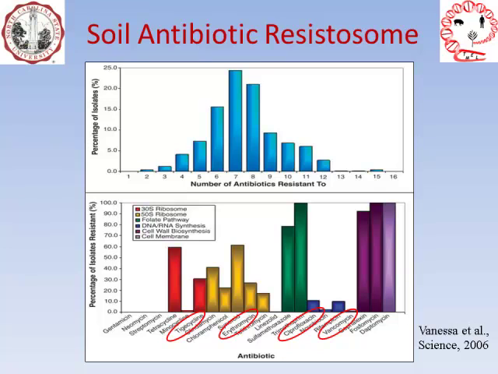So the majority of them are resistant to a minimum of 7 antimicrobials. When you break down these different antimicrobials and look at the key antimicrobials to which these soil pathogens were resistant, they included tigecycline, erythromycin, ciprofloxacin. You can see ciprofloxacin is very high.